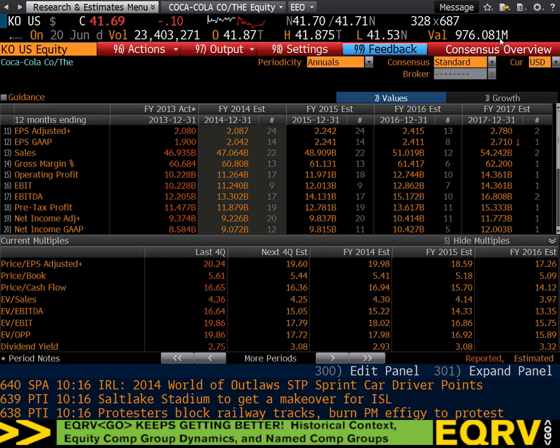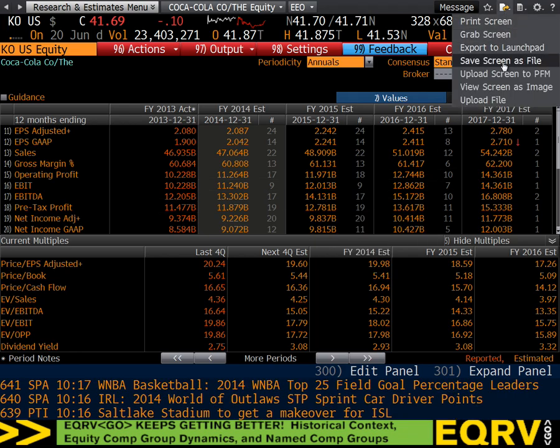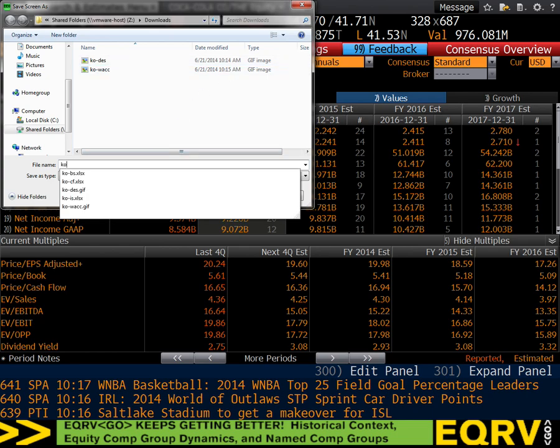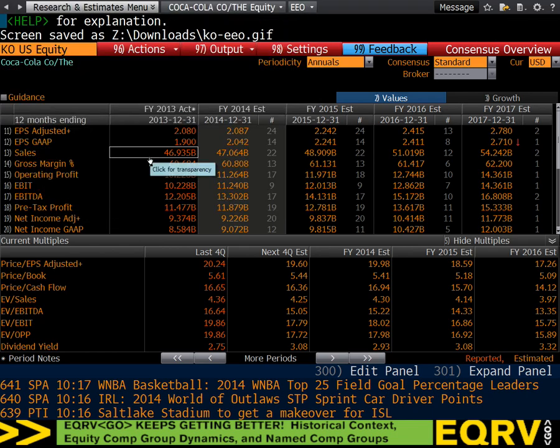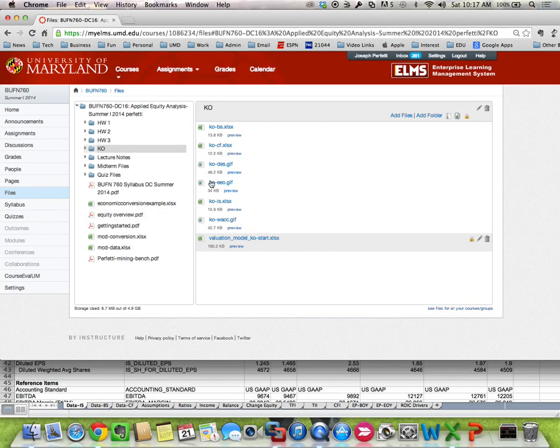So I'm going to take a screenshot of the current consensus to help us with that. Save screen as file, KO-EEO. Those are the files that are here, right?